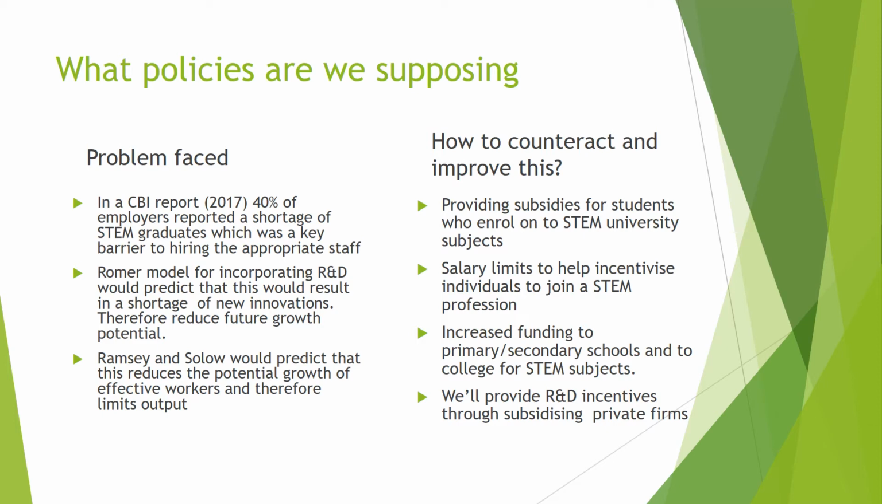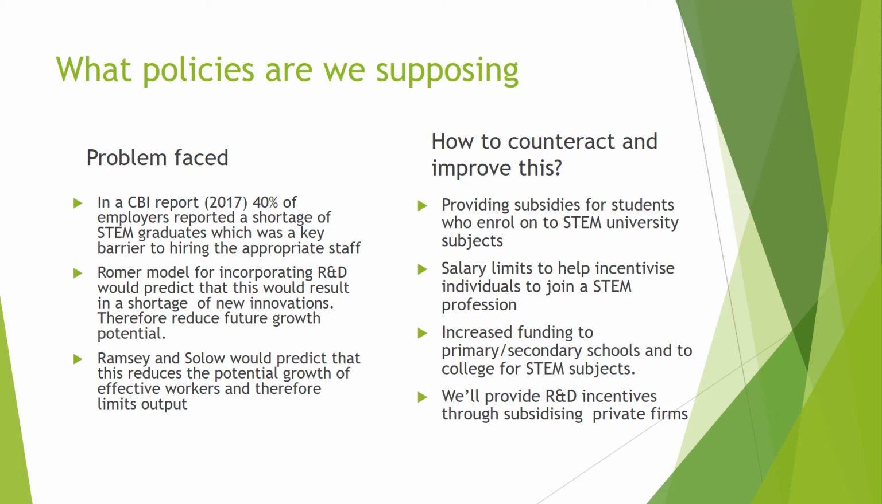So with the lack of relevant skilled workers, we see less innovation being created, therefore less technological change, therefore less potential long-run growth. Ramsey and Solow would also predict that this reduces potential growth of effective workers, as there is less of them, and therefore less output from the labour force, and therefore this limits long-run output. So how do we counteract this?